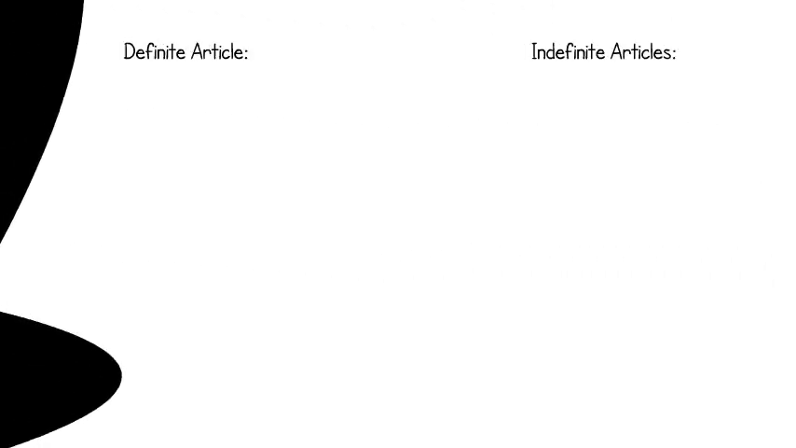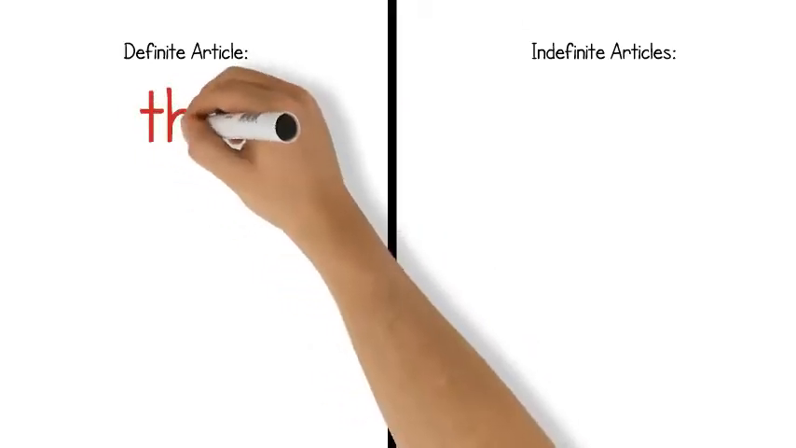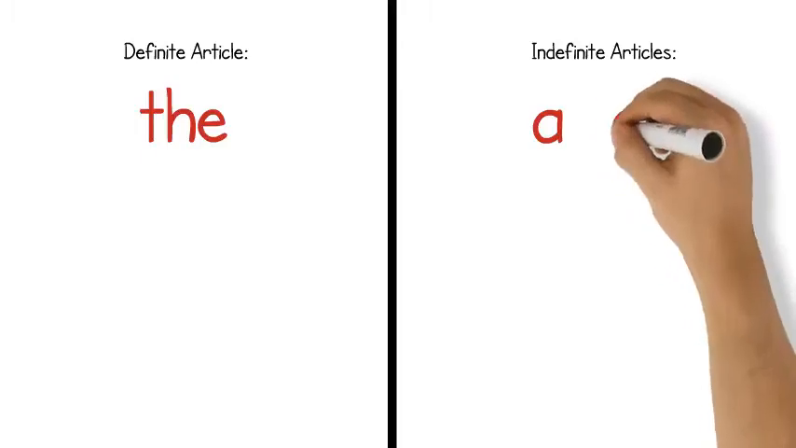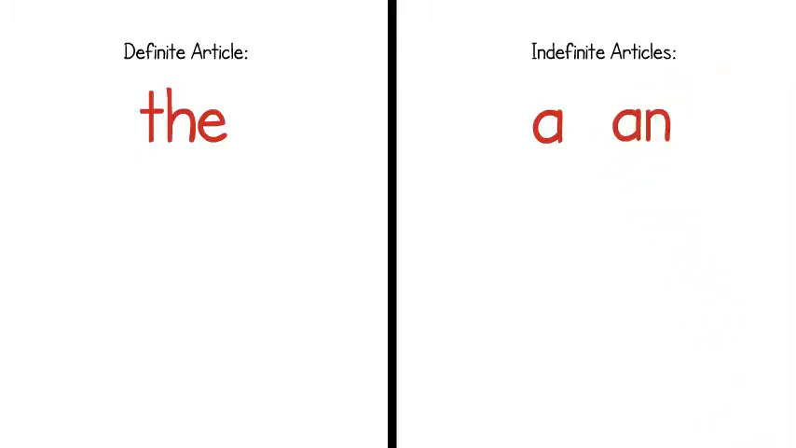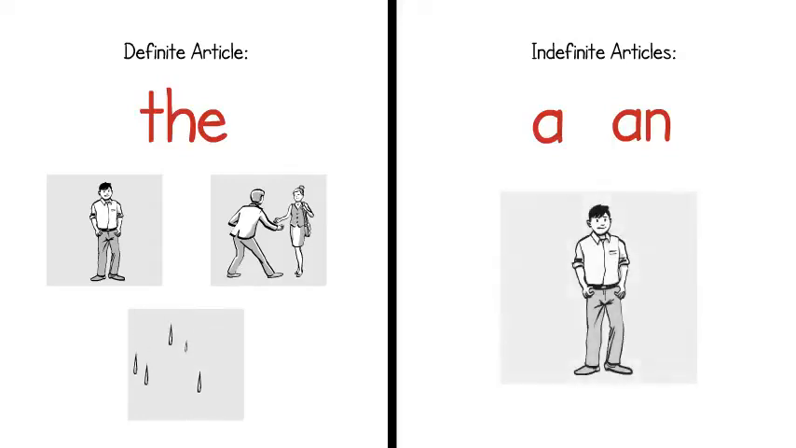Firstly, let's review the articles themselves. There are only three: the, a, and an. The definite article, the, can be used with either singular, plural, or uncountable nouns, while the indefinite articles, a and an, can be used only with singular countable nouns. If you aren't sure what we mean by countable and uncountable nouns, take a look at our video on that topic first.